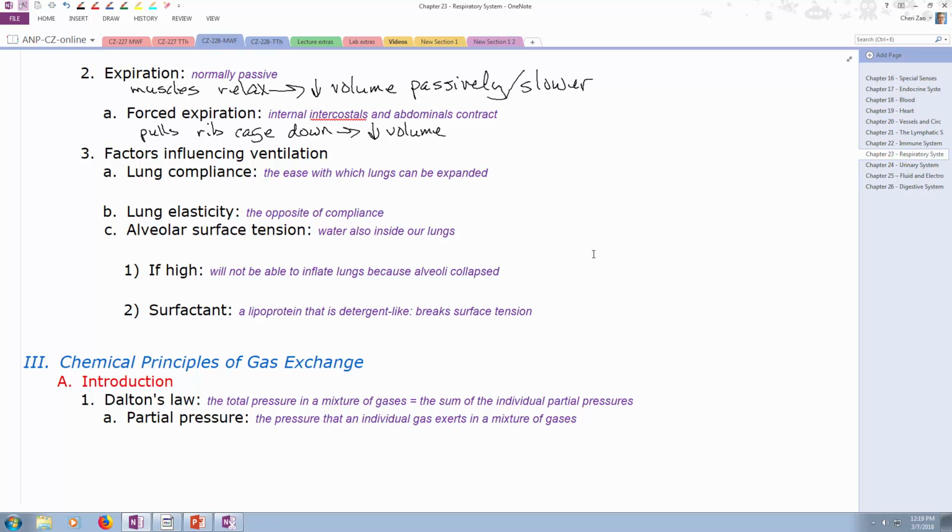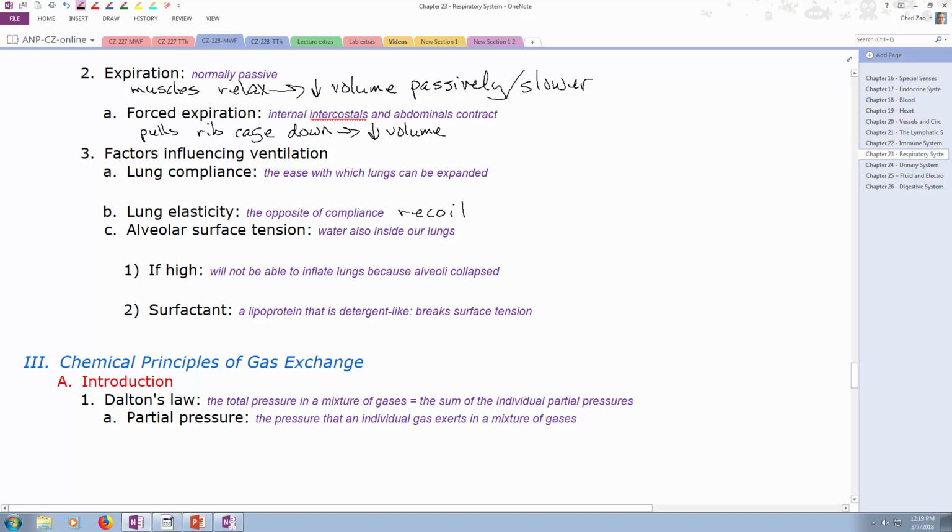Lung compliance. Our notes here say the ease with which the lungs can be expanded. Then we have lung elasticity, and it says it's the opposite of compliance because this is with recoil here. Let's show you what I mean by compliance and also elasticity. All right, you have a balloon.